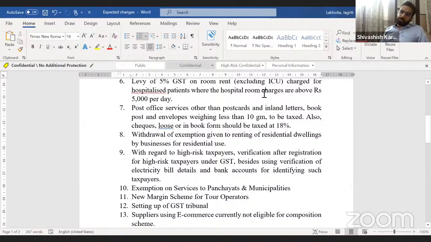There is a proposal to verify the registration requirements. Anyone applying for registration has to satisfy the department that they are not going to turn out to be a risky or, let us say, fraudulent taxpayer, evading tax or passing on input tax credit without actual procurement. So that registration strictness is going to be introduced.